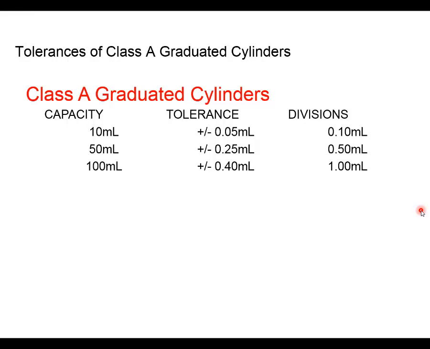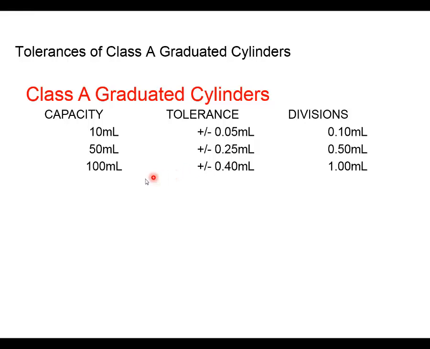Now, a lot of glassware will have unique tolerances with the divisions. A 10 milliliter graduated cylinder, for example, if it's class A, which is one of the higher quality graduated cylinders, has divisions of a tenth of a milliliter, and the error for that last estimated digit is about 5/100ths of a milliliter. Whereas if I have a 50 milliliter graduated cylinder, the divisions would be half milliliters, and the error for the estimated digit would be about a quarter of a milliliter.